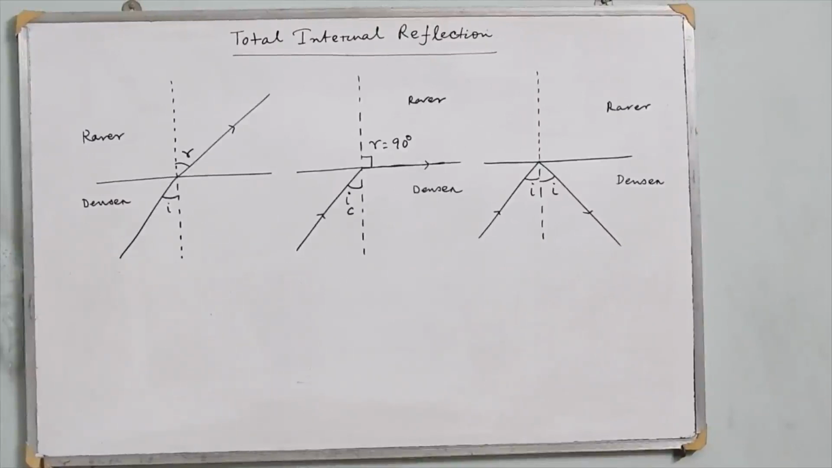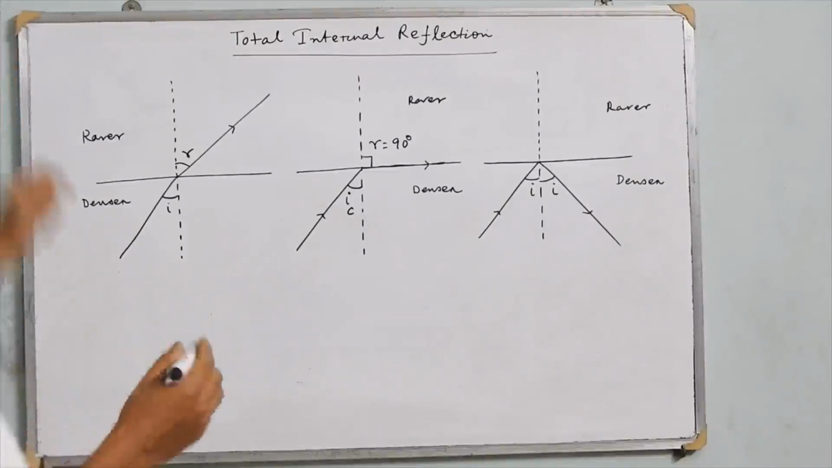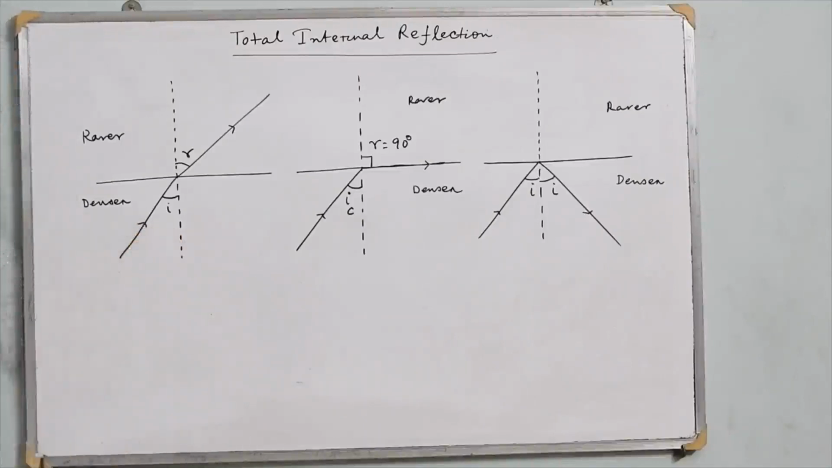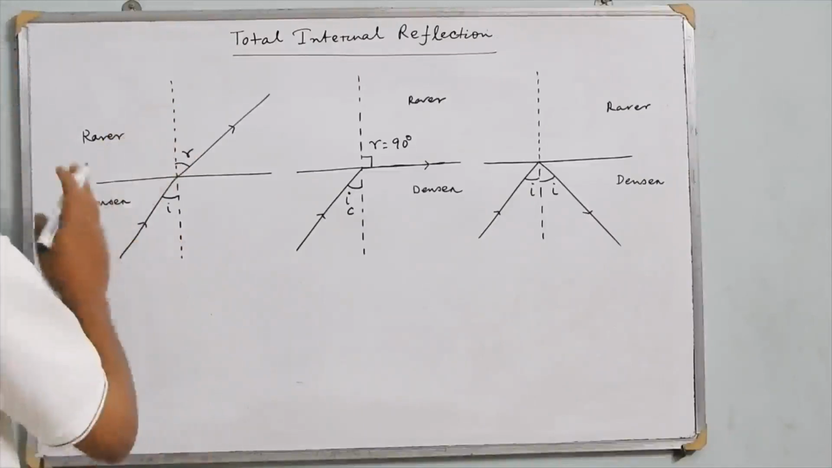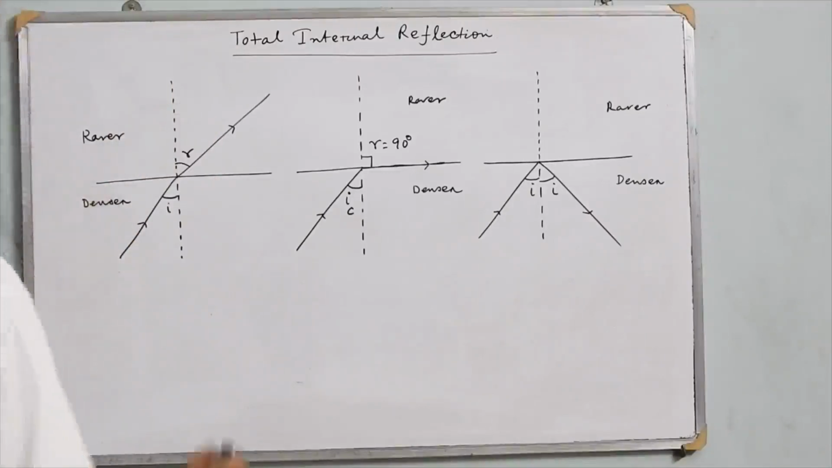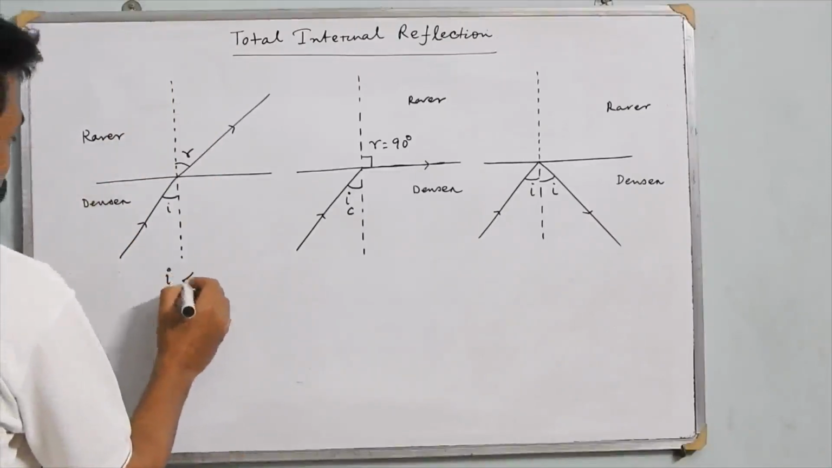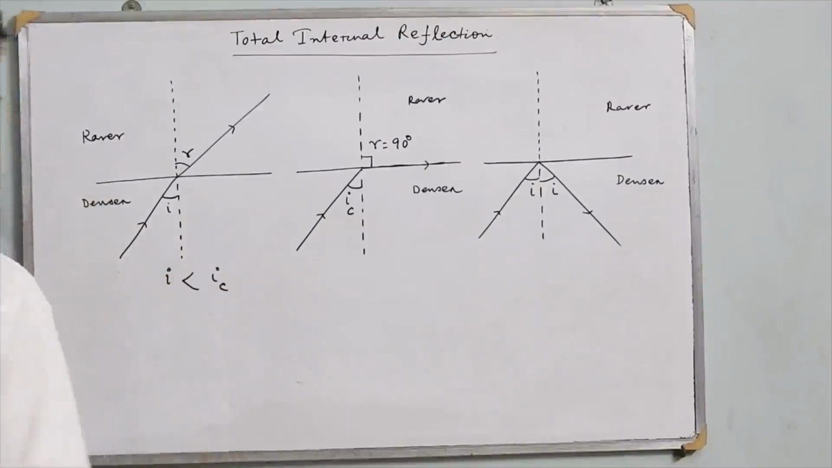I have shown three diagrams through which we can compare ordinary refraction, the refraction that occurs when the angle of incidence is equal to the critical angle, and total internal reflection when the angle of incidence is greater than the critical angle. In the first diagram, this is ordinary refraction. The ray of light is moving from the denser to the rarer medium and it has bent away from the normal. This is the situation when the angle of incidence is less than the critical angle. In that case, ordinary refraction occurs.